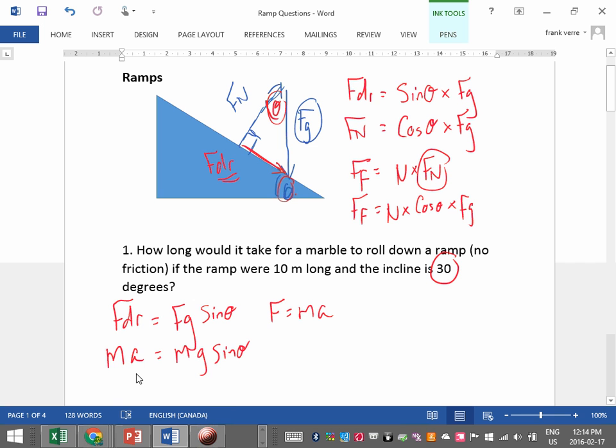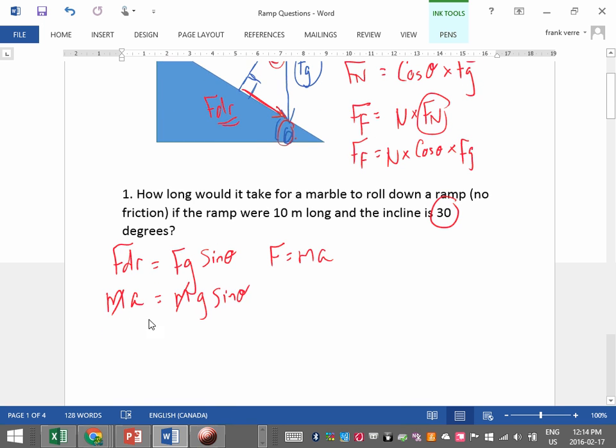You'll notice I didn't give you the mass of the marble because guess what? It's not important. So the acceleration of the marble down the ramp is just a function of g sine theta. And that makes sense because we know that everything falls at the same rate. So the acceleration down the ramp is just g sine theta. So that would be 9.8 times sine 30, which is 0.5.